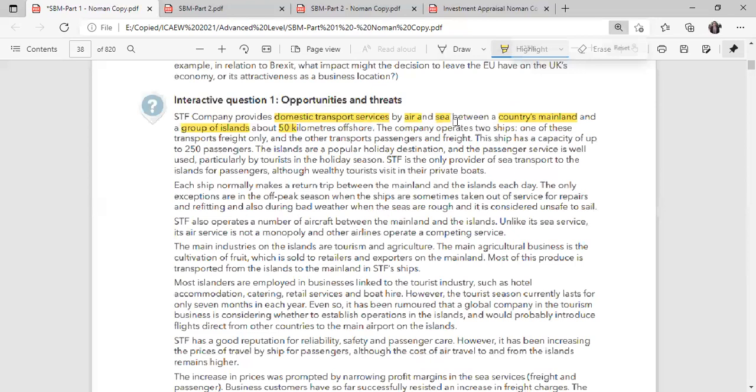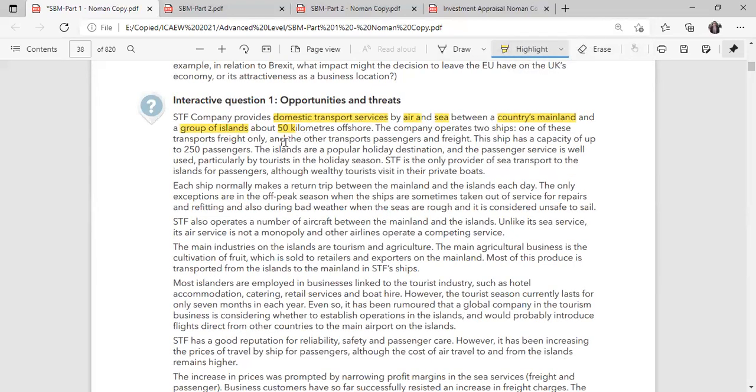The company operates two ships. One of these transports freight only and the other transports passenger and freight. So you have only two ships. Yes, this could be your limitation because you have only two ships. Apart from two ships, your one ship is specific for freight and the other is for freight and passengers. So what if there could be a demand, more passengers might be interested in traveling to that particular place. So what are you going to do? Let's read out the question and then we are going to answer.